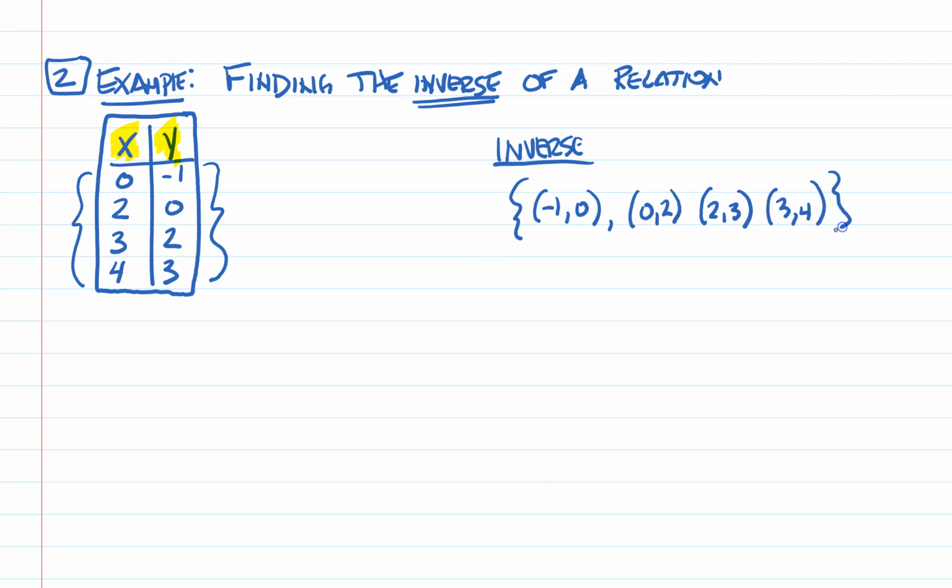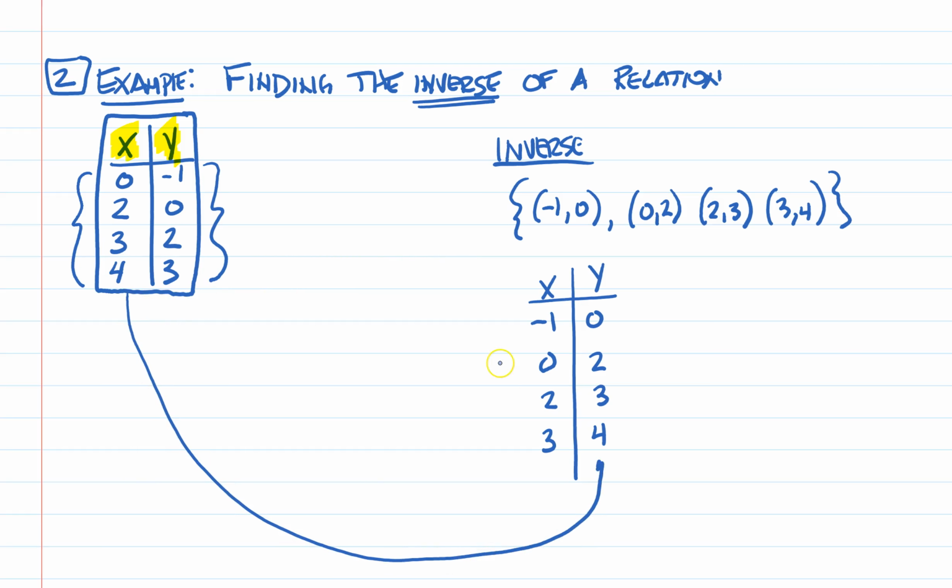So if I wanted to talk about the inverse relation, all of my x's and my y's would be switched. So I'd have -1, 0, 2, and a 3. And then my y's would be 0, 2, 3, and then 4. So you'll notice that all of the x's became all of the y's, and all of the y's became all of the x's. So finding the inverse is pretty straightforward. All we have to do is switch the x for the y.